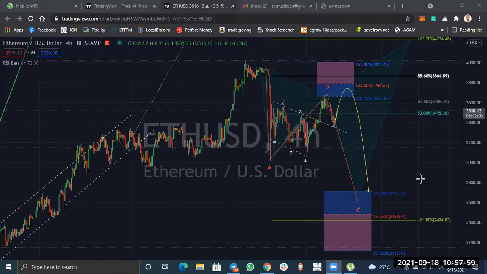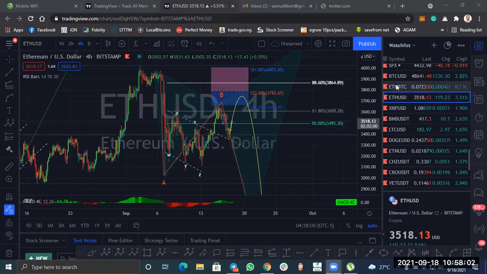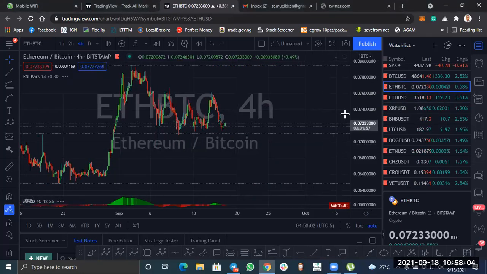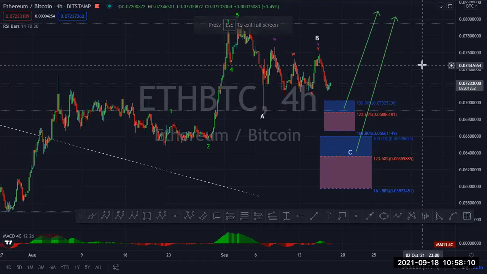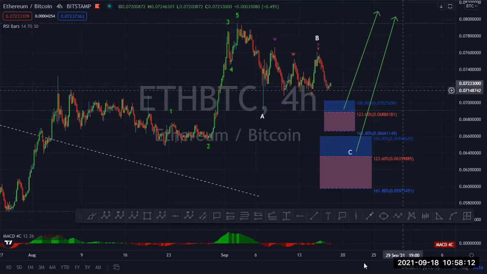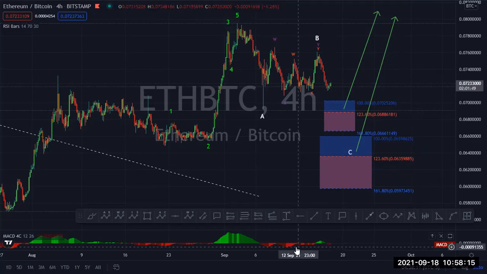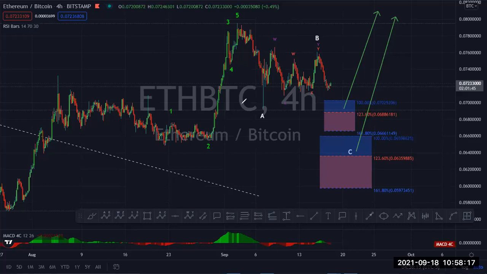Let's look at Ethereum BTC. This is only for those who trade the margin, not for everybody. If you're a margin trader, I want to give you an idea of what I see on the chart. As technical analysts, we look at charts and forecast what will happen next. Okay, so on this, from here, you can see 1, 2, 3, 4, 5. So we have 5 waves here. And then after 5 waves, we have 3 waves.